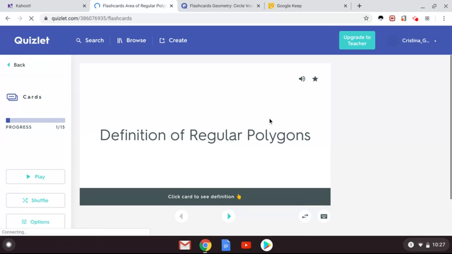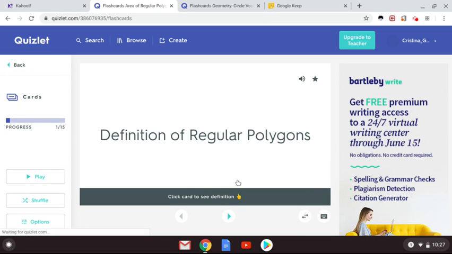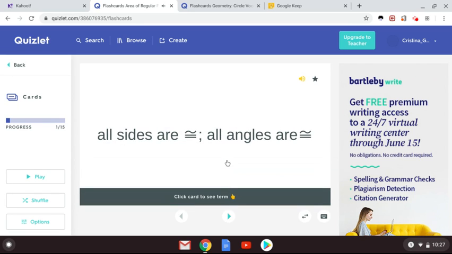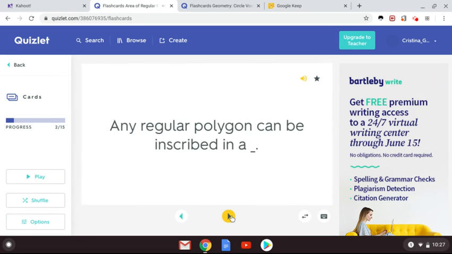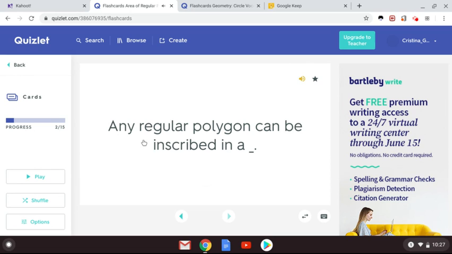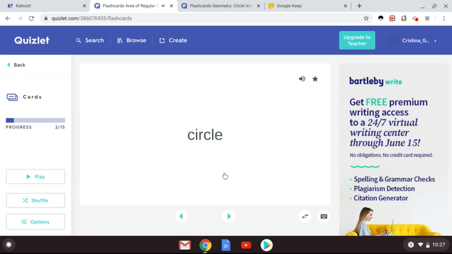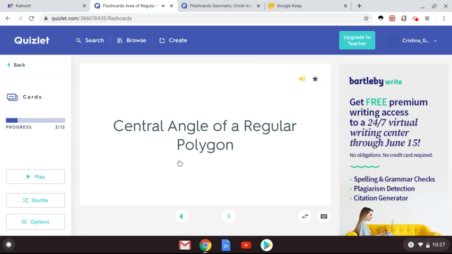So we have the definition of a regular polygon. All sides are congruent and all angles are congruent. That is what a regular polygon is. Any regular polygon can be inscribed in a circle.